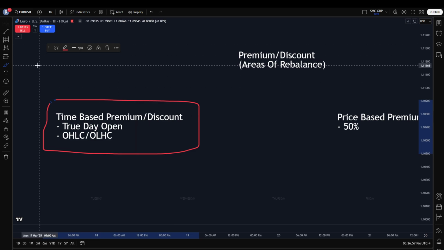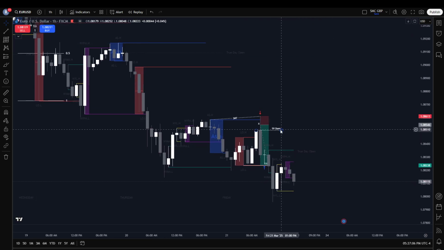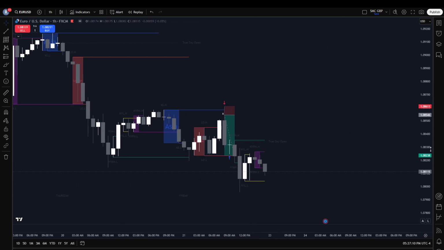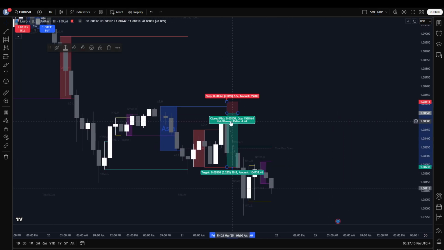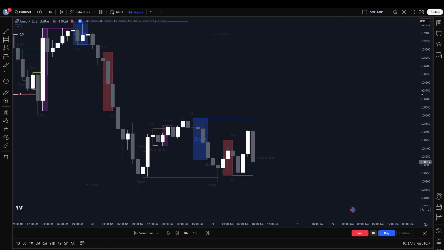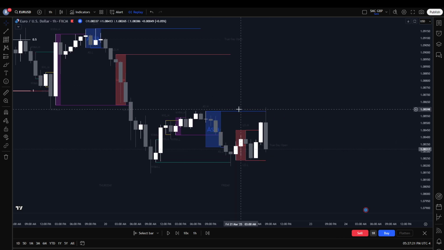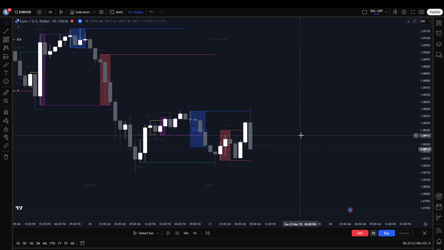So what do I mean by that? I'm talking about the true day open and the open high low close, or the open low high close. Okay. So if we look at this chart here, let's clean this up. Let's make this a naked chart. I'll keep the indicator on though, because it's going to help us out. And we'll rewind a little bit. So going into the day, again, as I mentioned before, we have a massive move downwards. We've reaccumulated. I am now looking for a manipulation to spark this continuation, right?